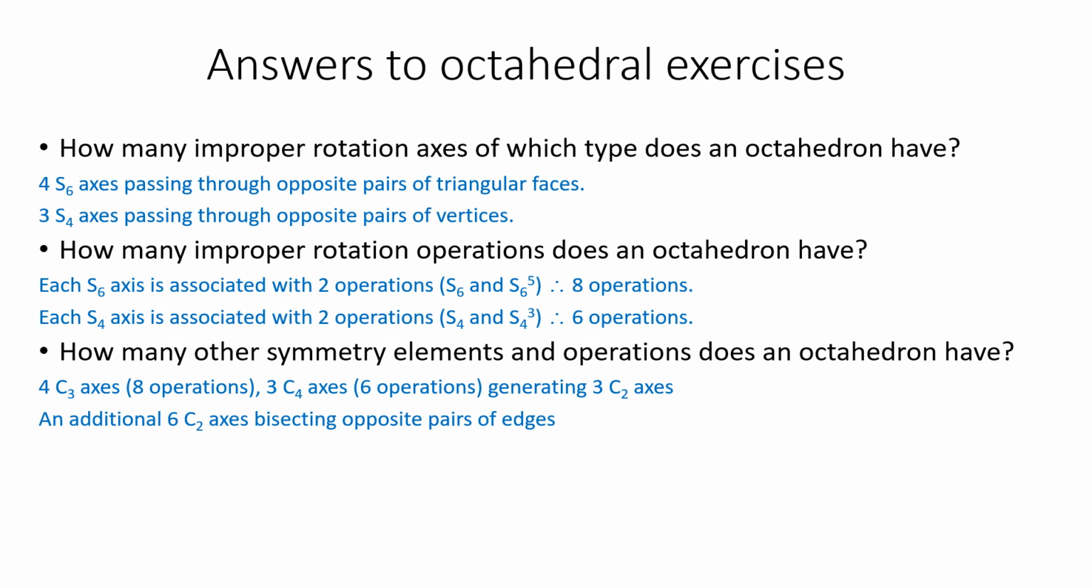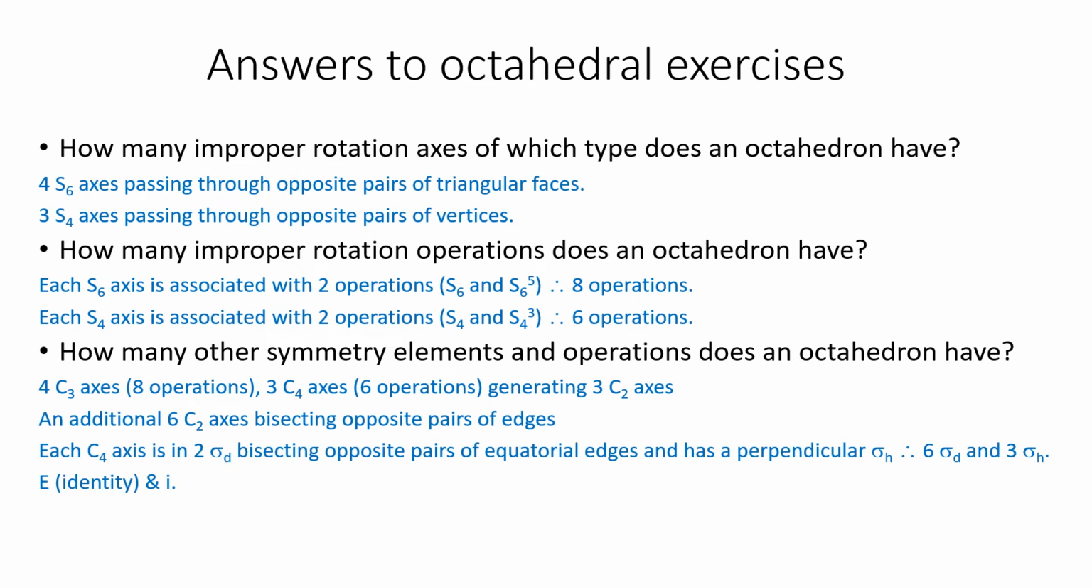So yeah, quite a few of these rotation axes. Now going on to consider the reflection planes. Well, these C4 axes that we were talking about, that go through 2 opposite vertices, those axes are also in mirror planes. And we can have these mirror planes bisecting the edges in the kind of equatorial plane.